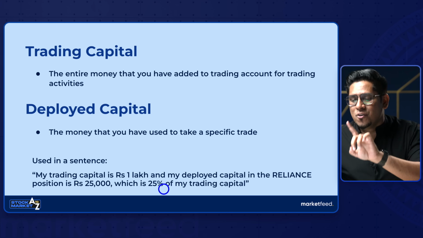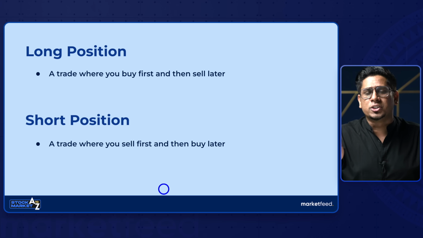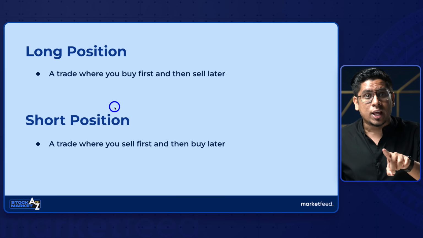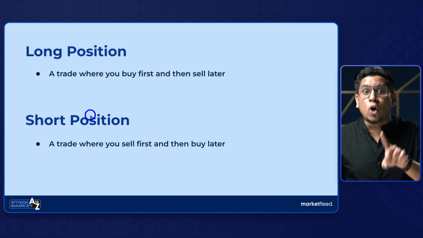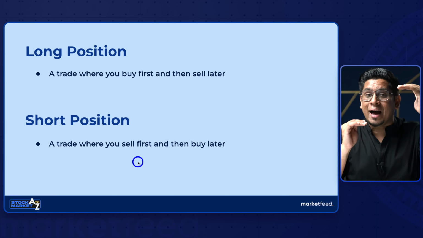If you've understood, we are moving ahead into the next two terms, which are long position and short position. Again, you'll have a basic understanding of this already. Long position is a trade where you buy first with an intent to sell later. Now, a short position is a trade where you sell first with an intention to buy it back later.